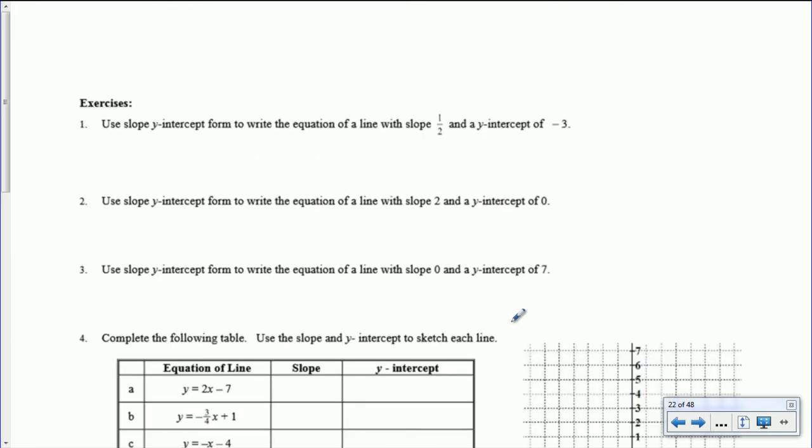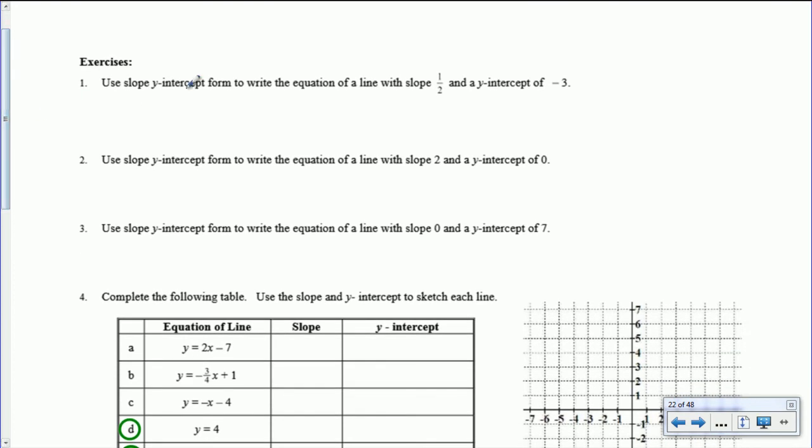Okay, moving on. Use the slope y-intercept form to write the equation of a line with a slope of 1/2 and a y-intercept of negative 3. So obviously with these exercises, feel free to pause the video and try these out on your own. I feel like you could probably do these first 3 right away pretty quickly, just knowing y equals mx plus b, where m is the slope and b is the y-intercept. So we're just applying this formula or this equation to different situations.